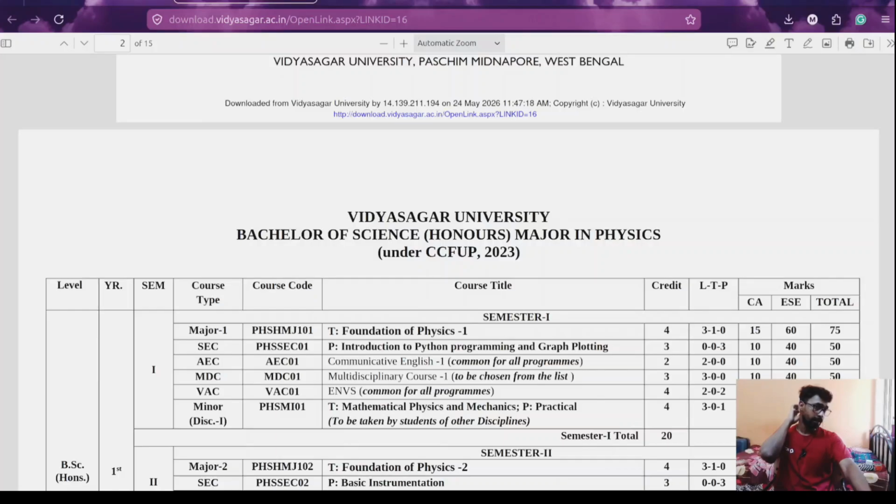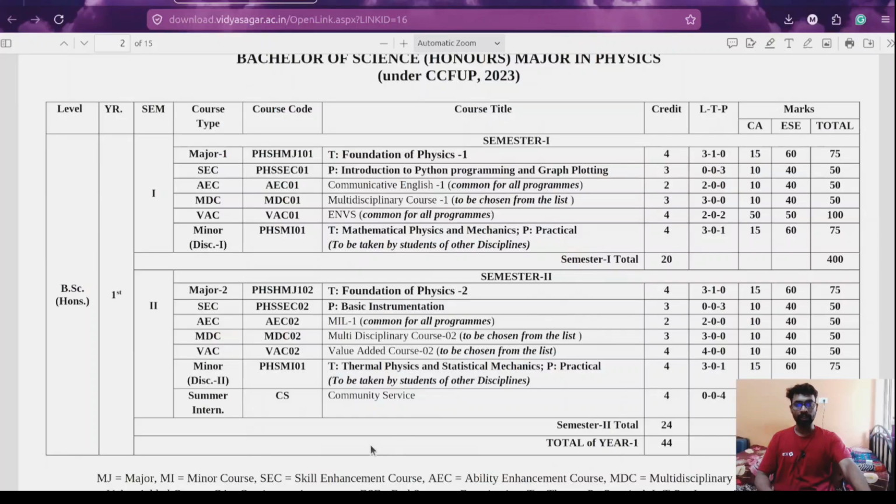So total marks is 400, including the ESE. ESE means the end semester examinations. So for your fundamental physics, they weighted it 60, 40, 40, 40, and again the environmental course is 50, right? So I hope you understand. Each part is very important to get a good CGPA. Okay, so basically this is the first semester course.